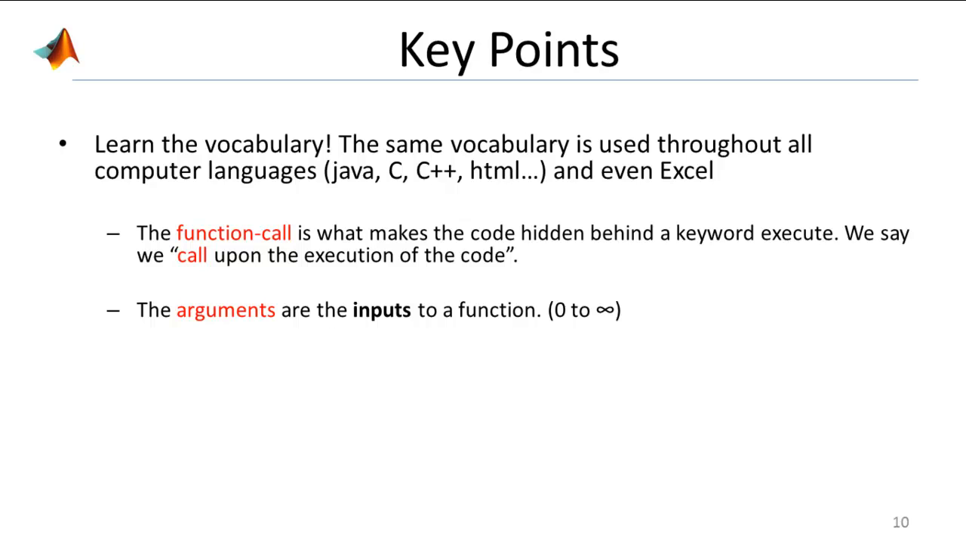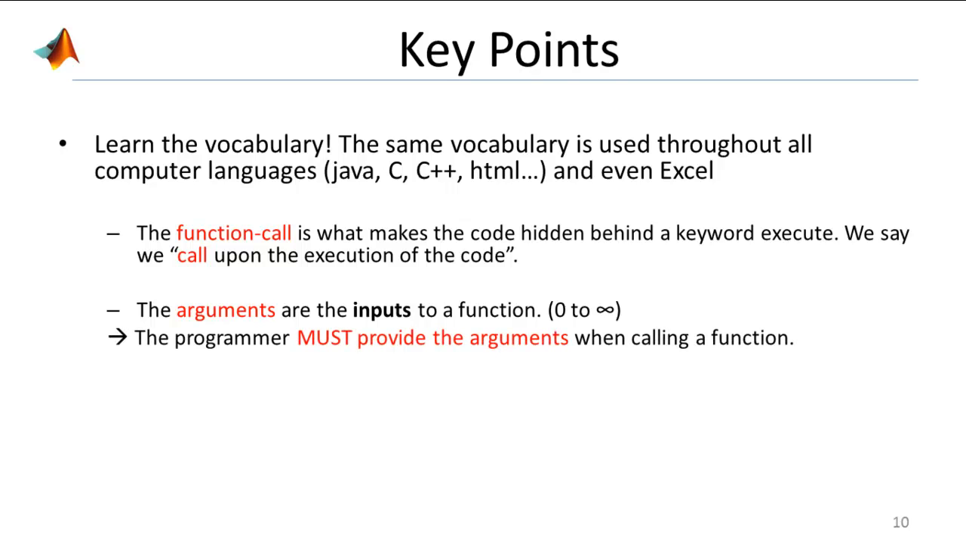The arguments are the inputs to a function. There can be 0, CLC and clear have absolutely no arguments, or they can be infinite. fprintf has no limit to how many variables you can put. The programmer, however, must provide all the arguments when calling a function. Just missing one makes the function crash.